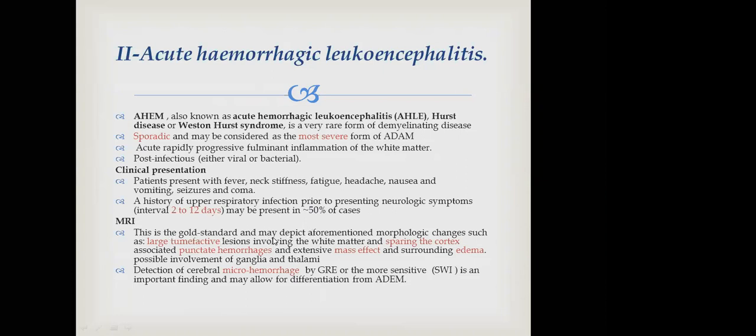MRI is the gold standard and may depict the aforementioned morphological changes. It could show large, confluent lesions involving the white matter and sparing the cortex, associated with punctate hemorrhage, which is the sign for differentiation, and extensive mass effect with surrounding edema, with possible involvement of the basal ganglia and thalamus.